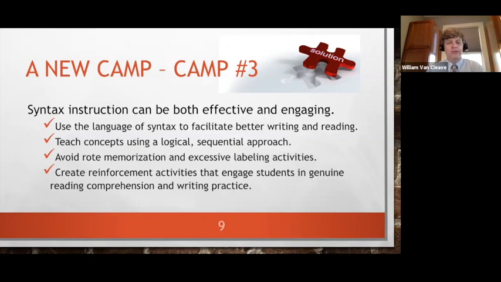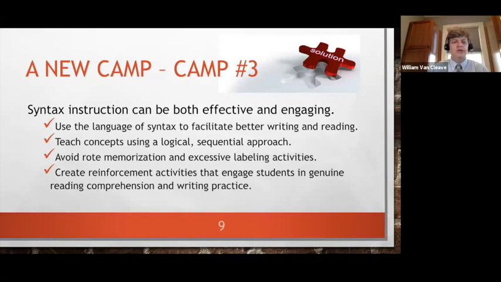The third point is that we're going to avoid rote memorization and excessive labeling activities. And rote memorization may be new to some of you. I didn't make a typo. This isn't W-R-O-T-E. This is rote, R-O-T-E. And rote memorization is the memorization of meaningless, disconnected facts. So I'll give you a good example.